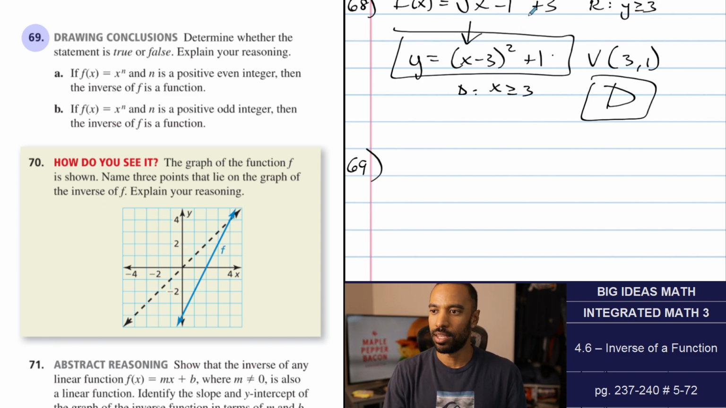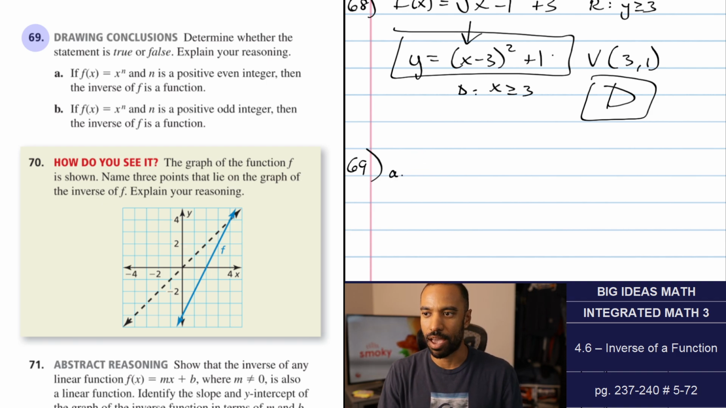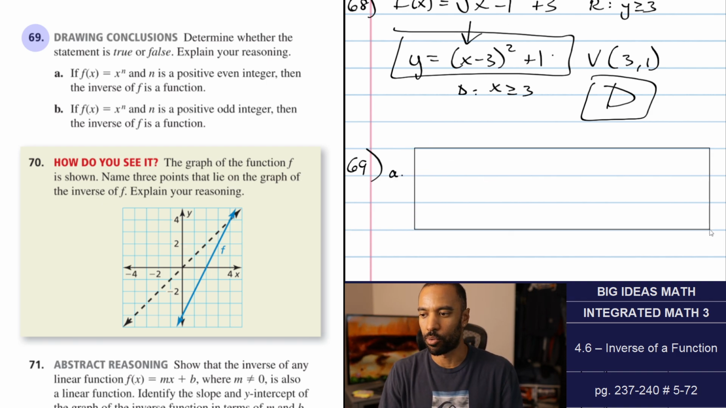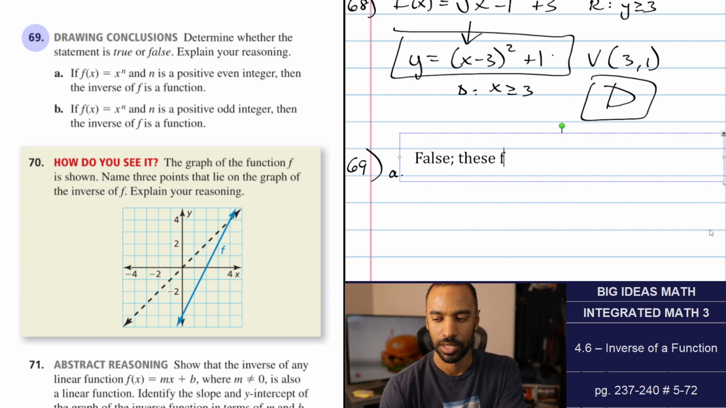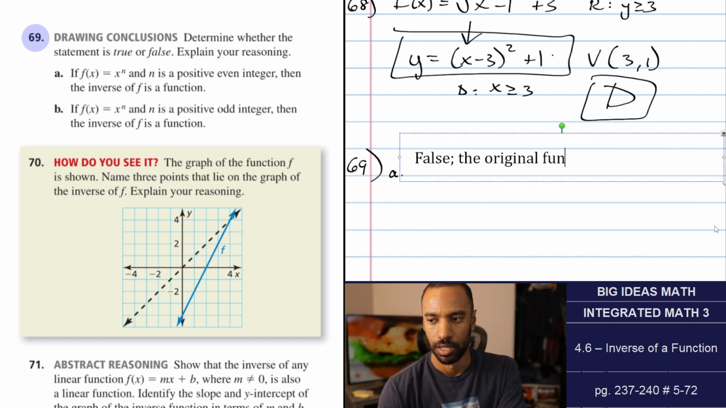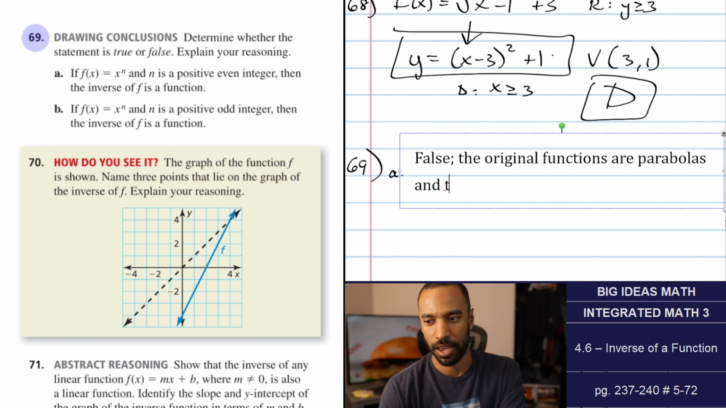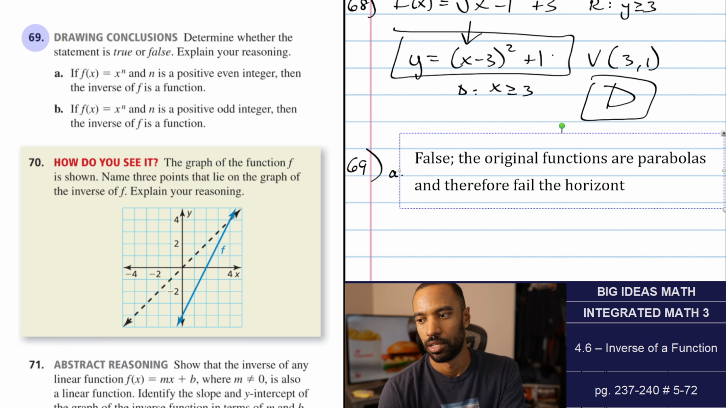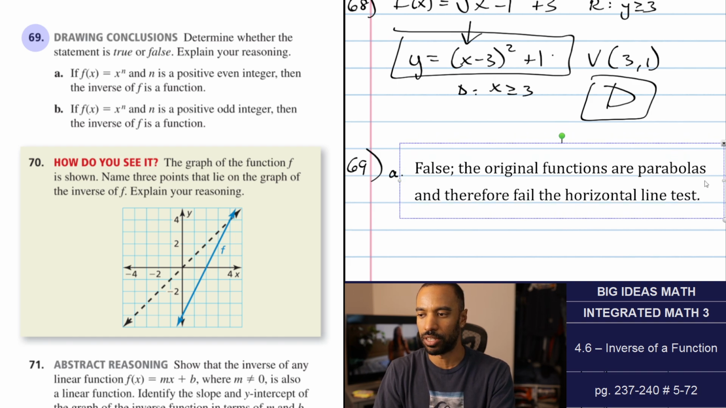So part A, let's see, I'm going to put an A first. Part A, if it's even, we have the x squared, x to the fourth. We have those full parabola things. So false. The original functions are parabolas and therefore fail the horizontal line test, which is something that we've seen is a big no-no for our inverses being functions. So I'm just going to kind of leave it at that.